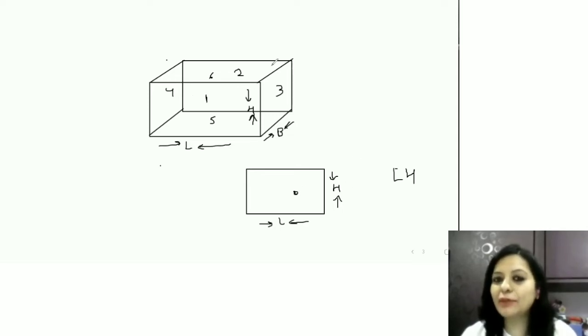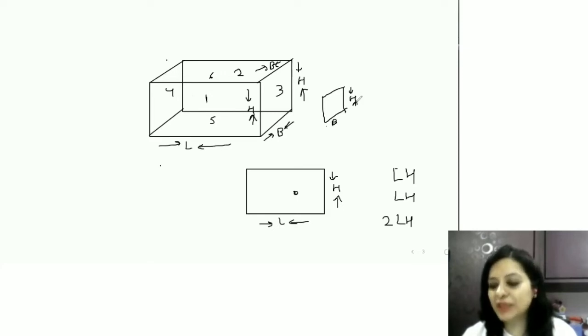Similarly, the area of the back face, which is exactly the same, would also be LH. So basically the front and back face will together be 2LH. Correct. In the same way, if I take this side face, this is H, and this is B. So we'll get the area as B into H. Similarly, the two side faces together will be 2BH.